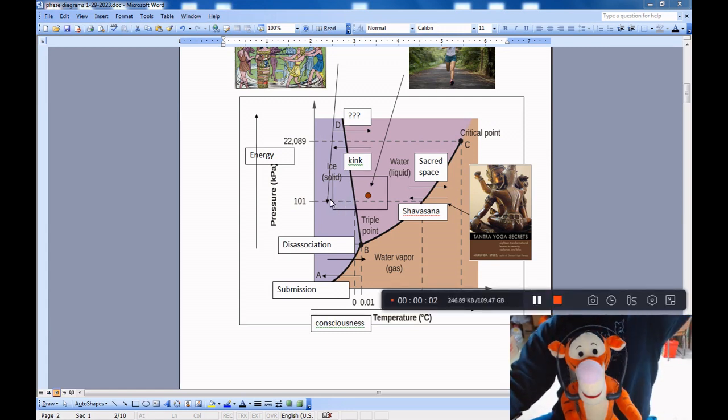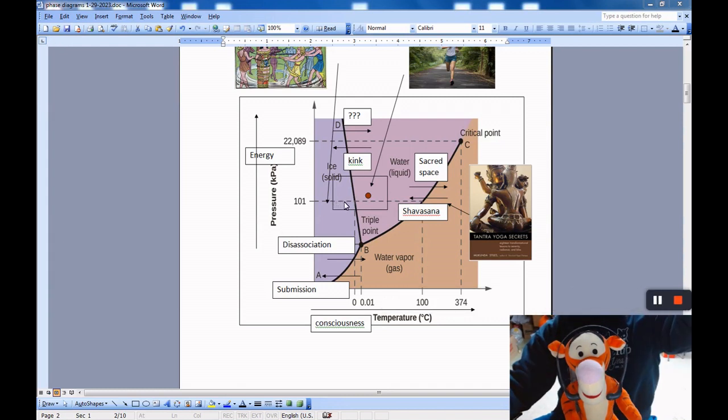So, our consciousness is increasing, but at this phase boundary, whatever is going to increase our consciousness, whatever increases the temperature, which is the heat, what increases consciousness that we have to put a whole bunch into to get across that phase boundary.